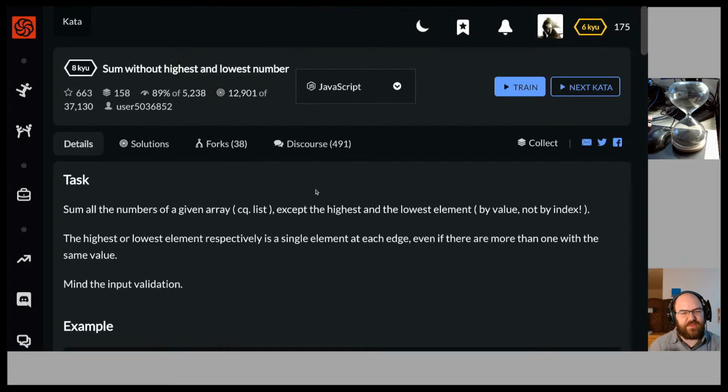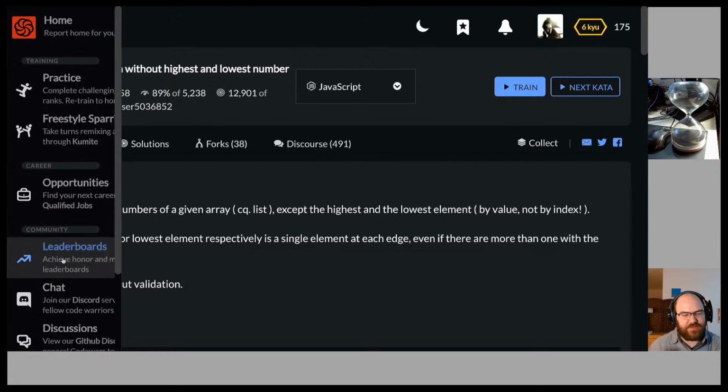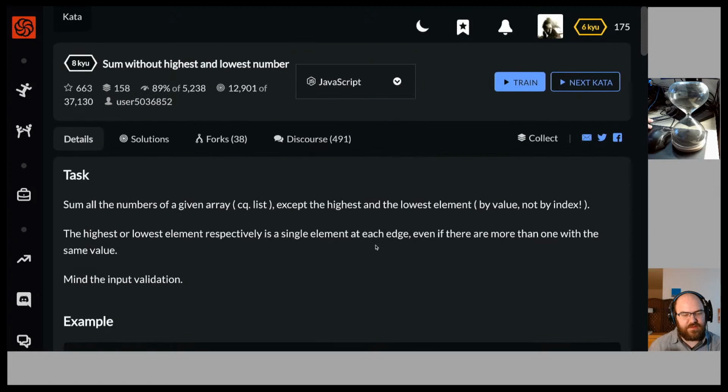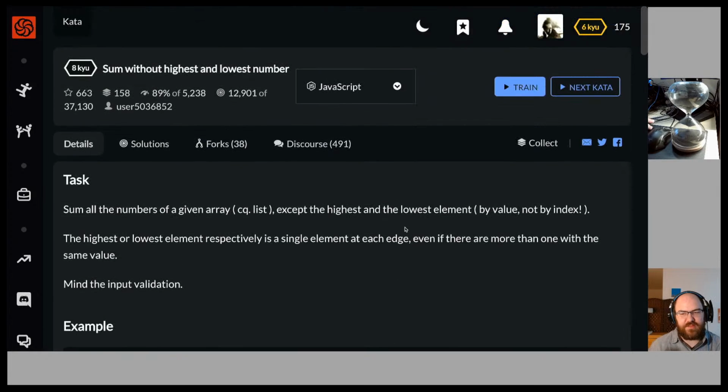8 kyu, sum without highest and lowest number. Sum all the numbers of a given array or list except the highest and lowest element by value, not by index. The highest or lowest element respectively is a single element at each edge, even if there is more than one with the same value. Mind the input validation. Okay, train.